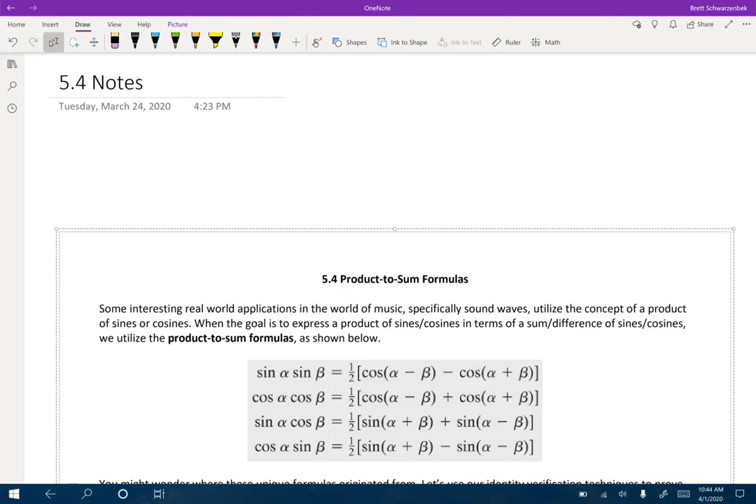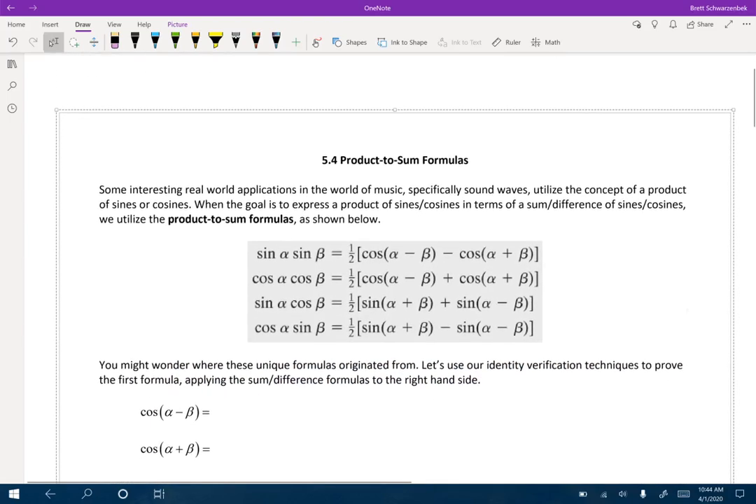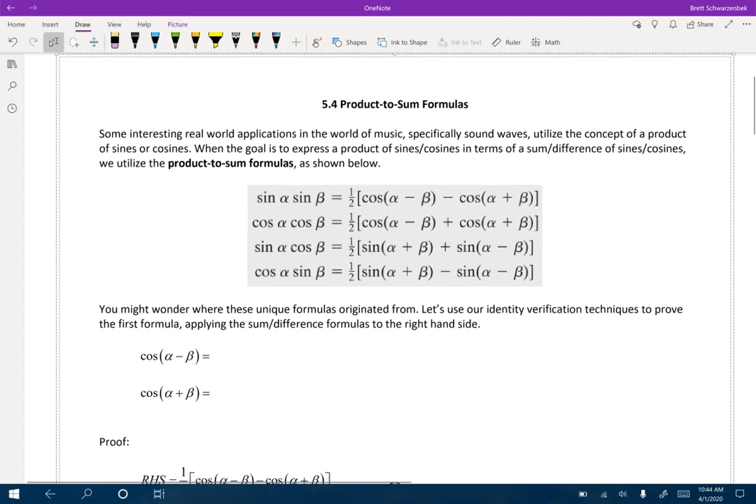This is the 5-4 notes for Precalculus 2. This section basically deals with another set of unique formulas, specifically called product to sum formulas and sum to product formulas. So both ways. We'll cover both of those throughout the course of the lesson.